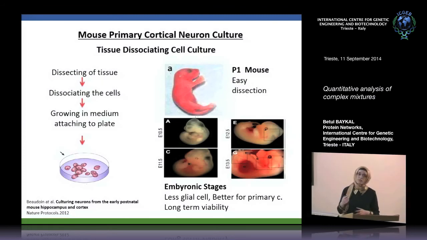It was easy to dissect. It was easy to identify where is cortex, where is hippocampus, and so on. But that experiment mostly failed. The cells were not able to stay viable, and they were dying after.